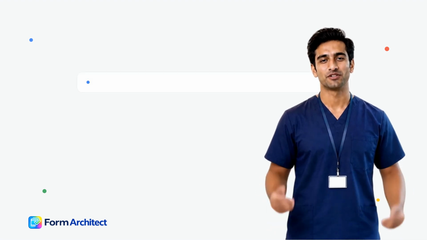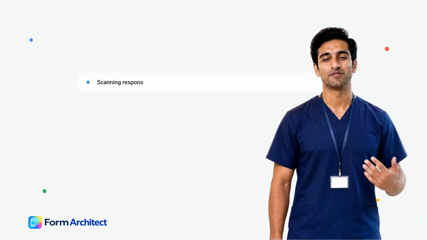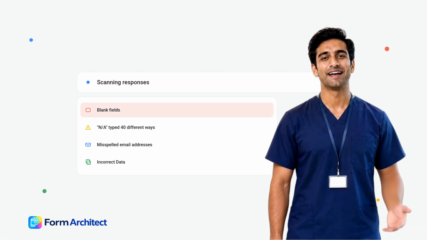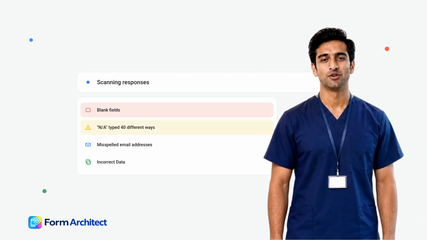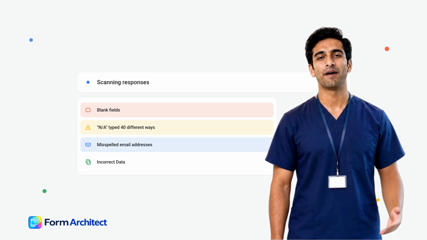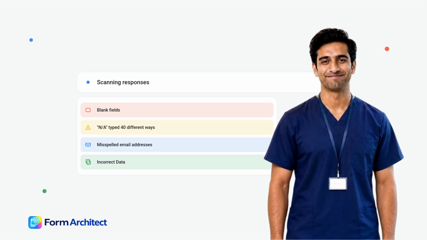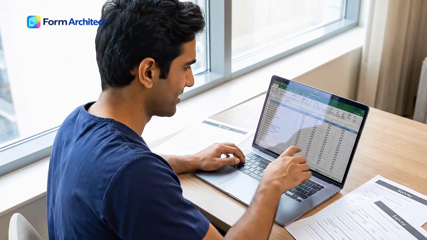You designed the perfect survey. Then the data came back and it was a mess. Blank fields. NA typed 40 different ways. Two respondents who spelled their own email wrong. Sound familiar? Here's the thing nobody tells you about research.